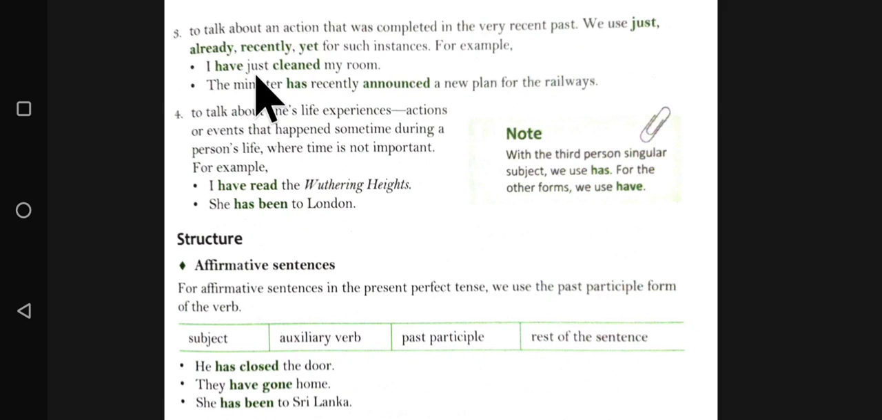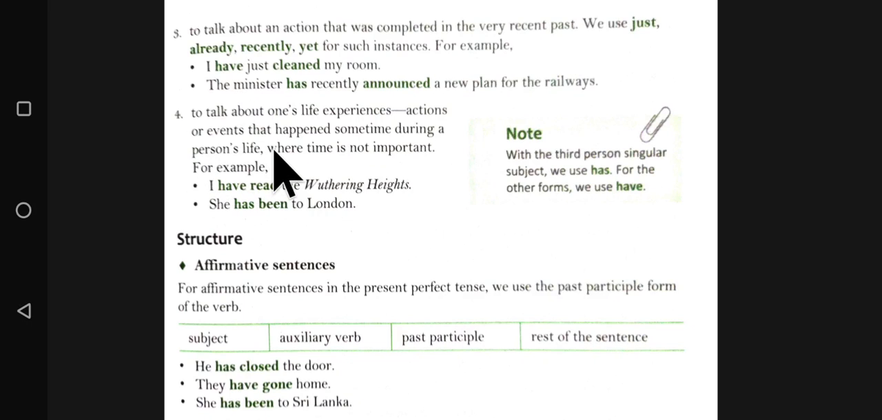Now the last use of present perfect tense is it is used to talk about one's life experience, actions or events that happened sometime during a person's life where time is not important. Okay, example, she has been to London. So it is actually showing an event of someone's life, and when she had been to London, it's not important, but it is showing an event that happened sometime during a person's life.